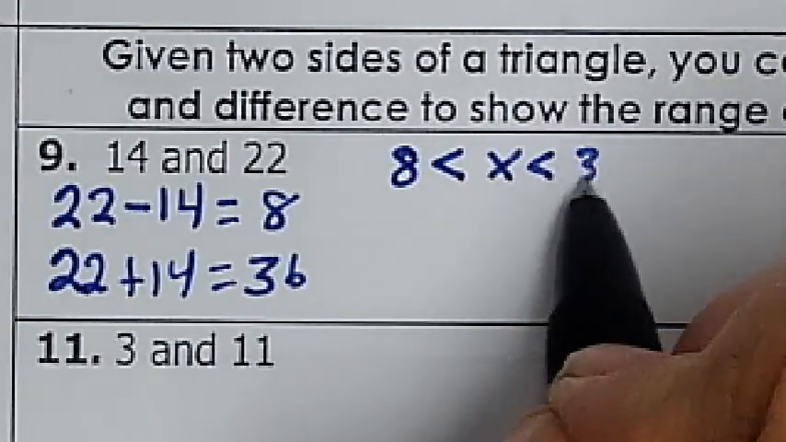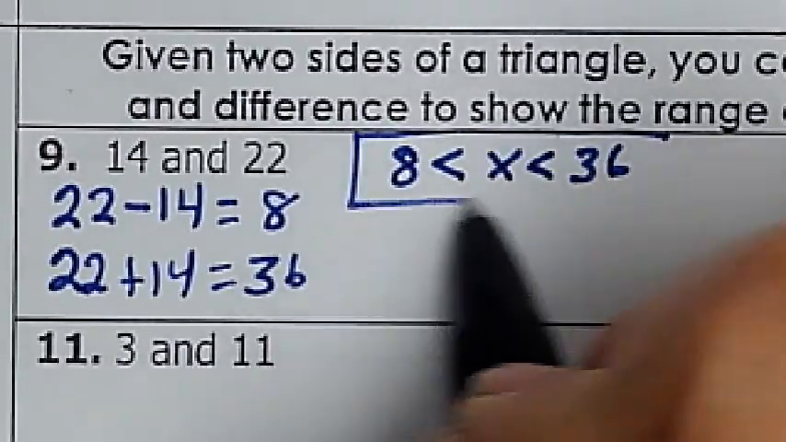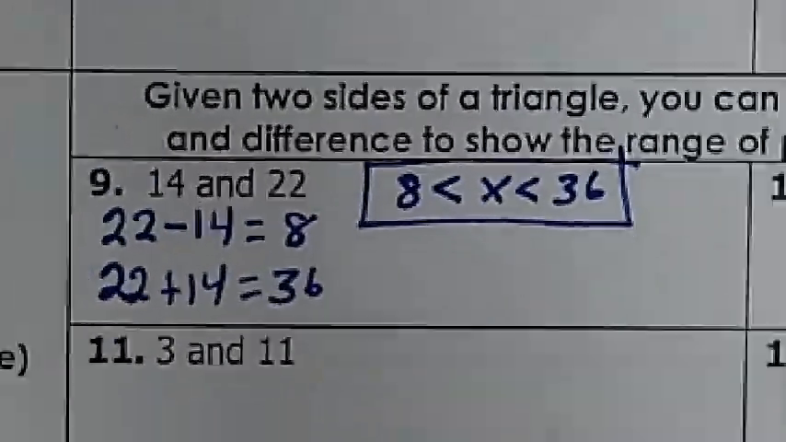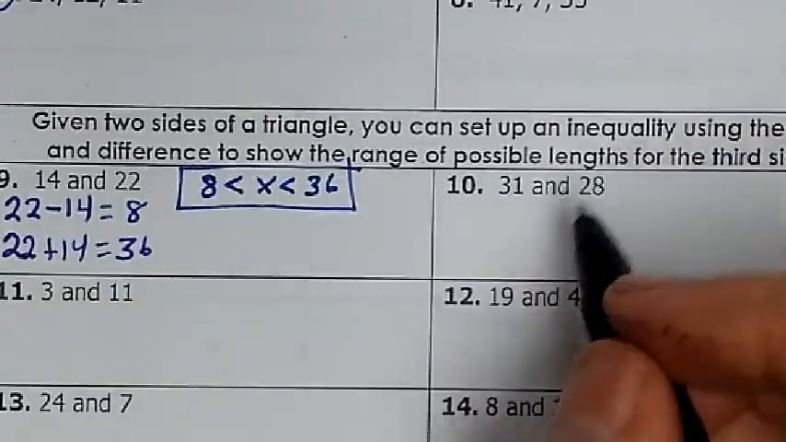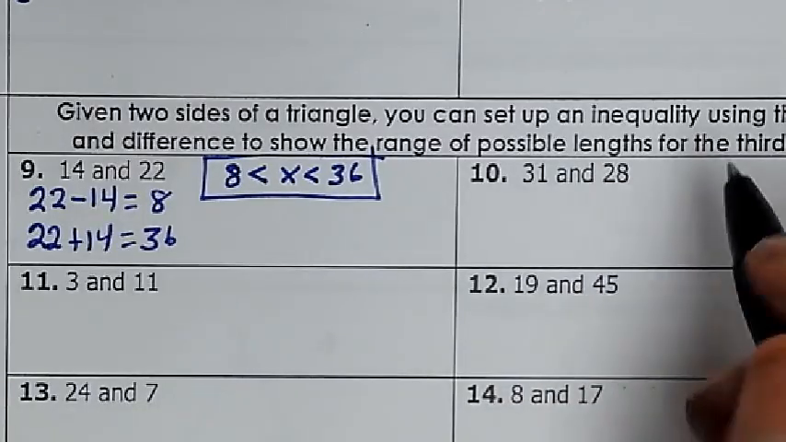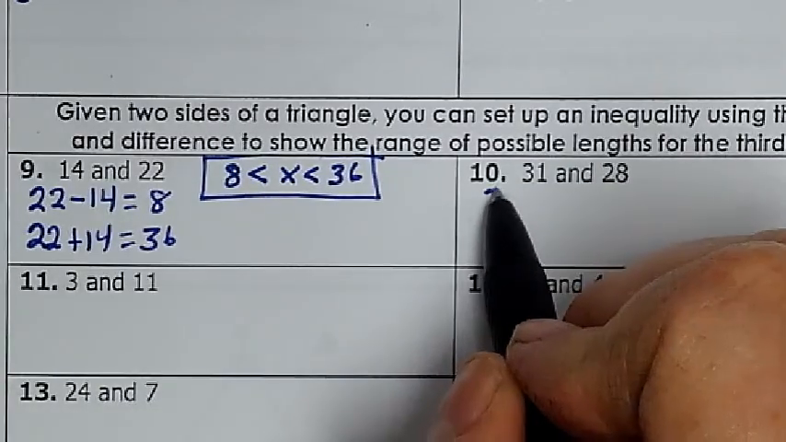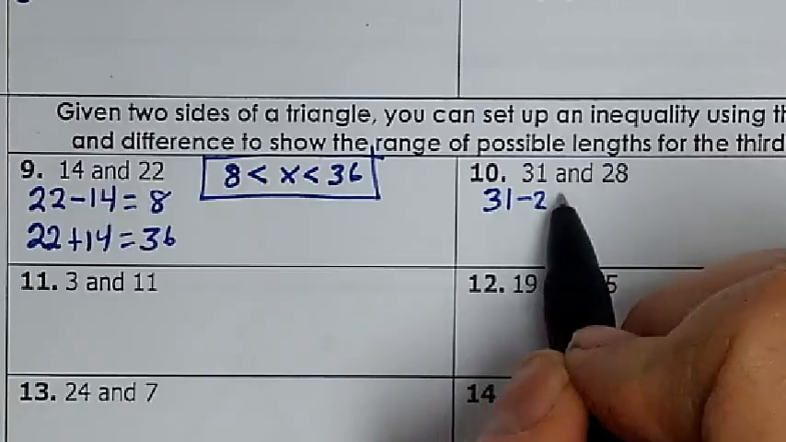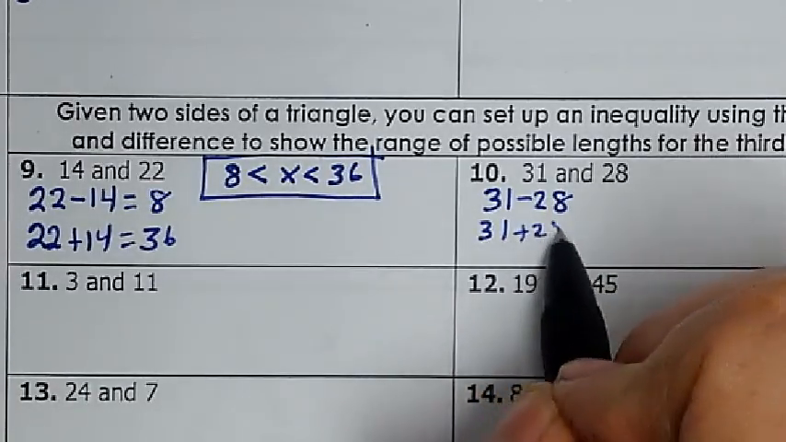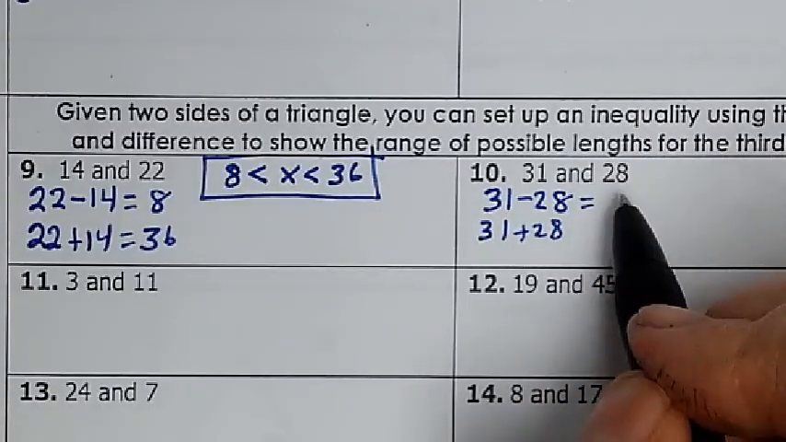Shall I do one more with you? Okay, good. Let's try this one real quick. How do you think you find the range of that one? 31 minus 28 for the low, 31 plus 28 for the high. So what's the low value? It's 3.